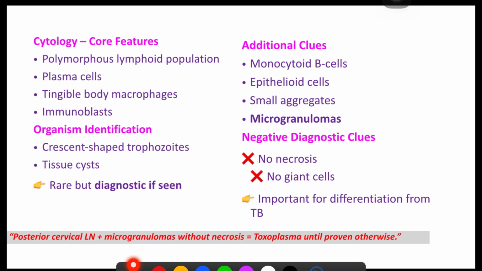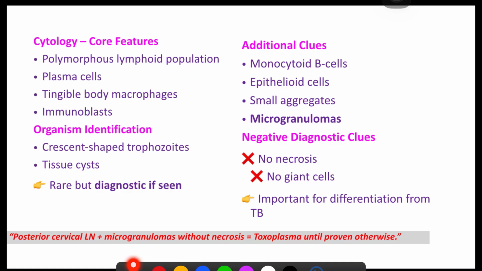Cytologically, core features include a polymorphous population, plasma cells, tingible body macrophages and immunoblasts, but the helpful clue of organism identification is crescent shaped trophozoites or tissue cysts. It is rare but diagnostic if present. Additional clues include the presence of monocytoid cells, epithelioid cells, small aggregates and microgranulomas. The negative diagnostic clues here are no necrosis and no giant cells, which is important for differentiation from tuberculosis.